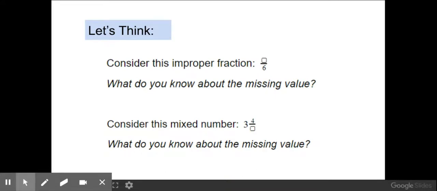Lastly, I'd like to think about these questions, and we'll do this together. This will help get our juices running for fractions with our brains. Consider this improper fraction. I have a missing number and the denominator is 6. I want you to think about, what do you know about the missing value? Pause the video for a few seconds to try and think about what you know about the value that should go in the box.